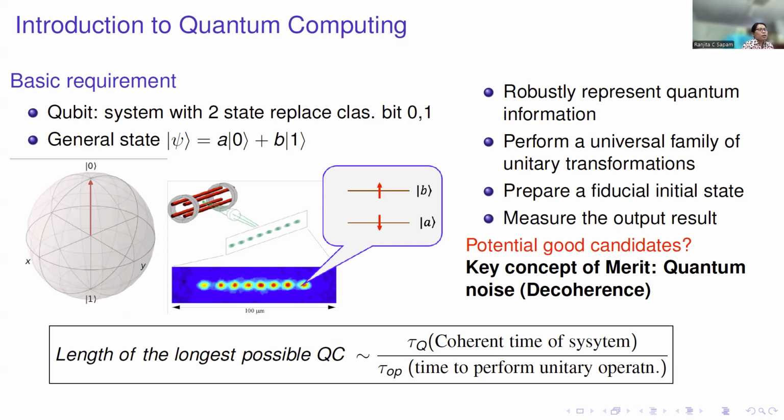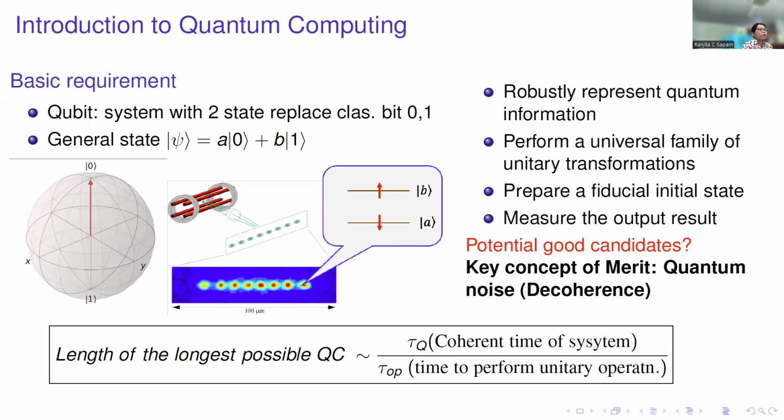What does it mean? When I prepare a state, the state will remember its information of the initial state as long as it retains who am I, where I started from, who my neighbors are, how I look, all those things. This is called coherence. Once it starts losing this information, it becomes decoherent.